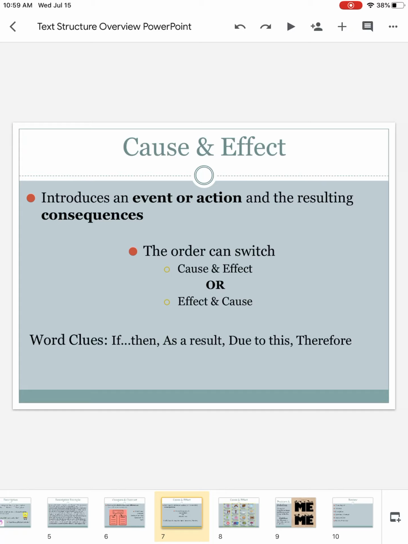Cause and effect. The only thing that gets tricky about cause and effect is that sometimes they list out the cause and then the effect. Sometimes they'll list out the effect and then they'll tell you potential causes. So that order can switch. Just be careful about that, okay? Some word clues here: if, then, as a result of, due to this, therefore. Words like cause will be used a lot. This caused, this resulted in. Different phrases like that will clue you into the fact that we're dealing with cause and effect.